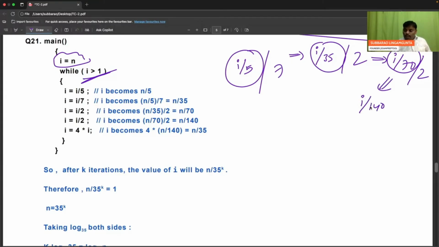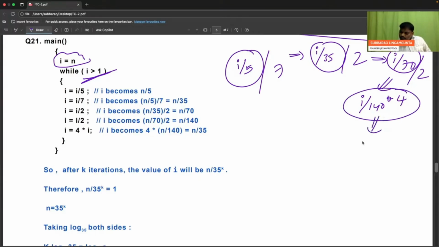Now understand, whatever you have, into 4 you divided. Into 4, please check properly. Then what is the answer? 4 ones, 4 twos, sorry, 4 threes, 12. Now 4 fives, I think 35. This became i by 35.